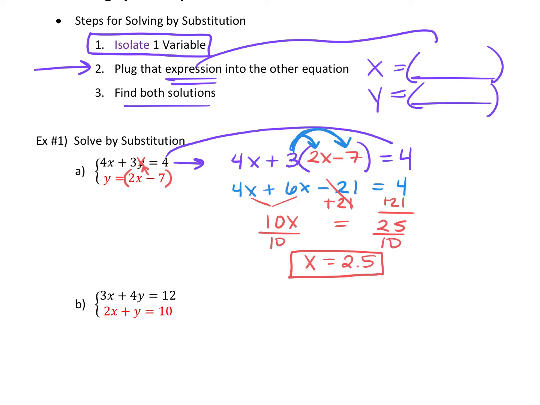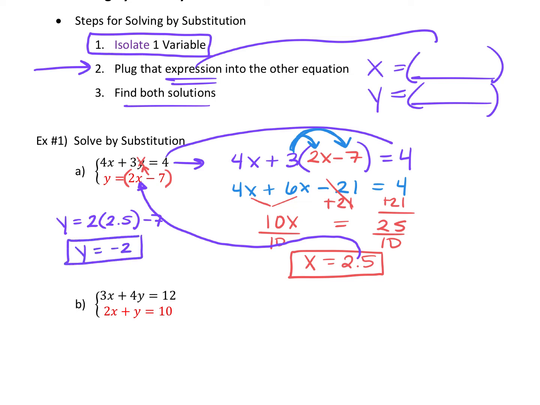How do we solve for y? We do the same thing. We substitute, right? We're going to take this x value. I know what x equals. Plug it in here. So y is 2 times 2.5 minus 7. So 2 times 2.5 would be 5. 5 minus 7 is negative 2. And we get a y value.